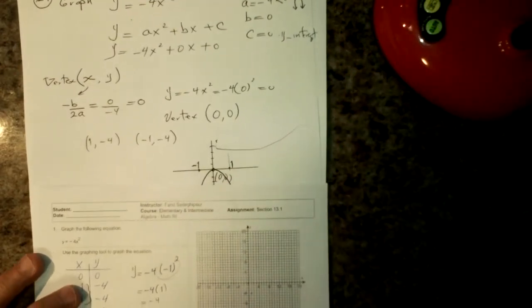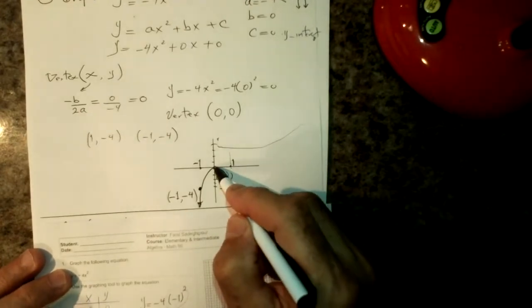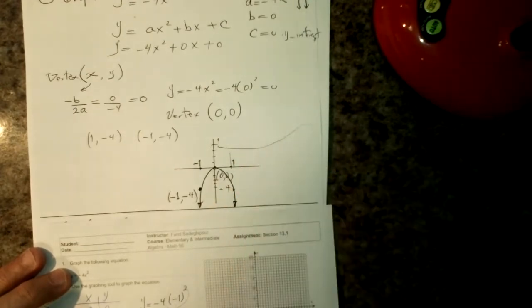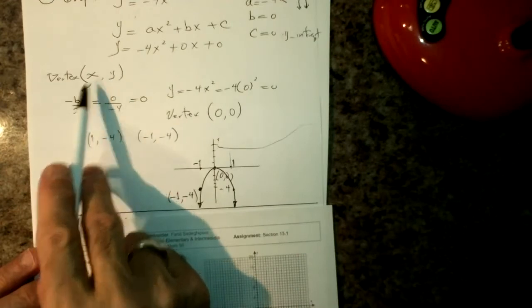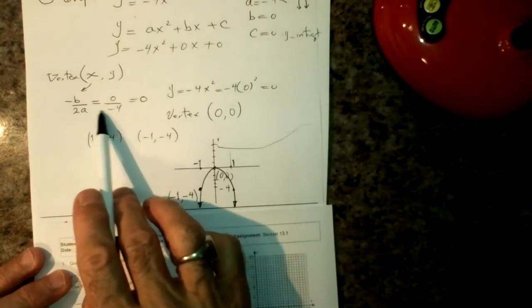So far, I have the y-intercept, which is right here. And I know the parabola opens downward. Then I need to find a vertex. Vertex is x and y. X of vertex is minus b over 2a. But since b is 0, x is 0.